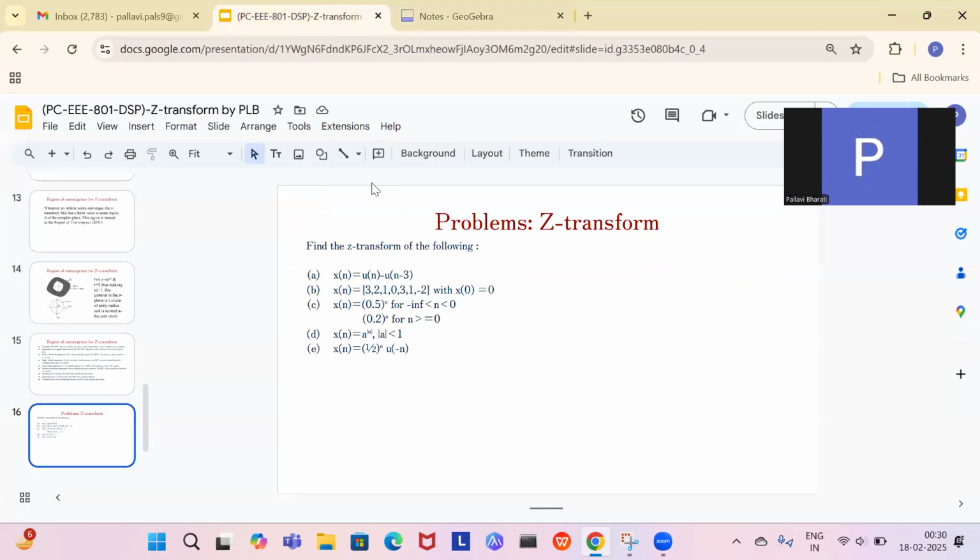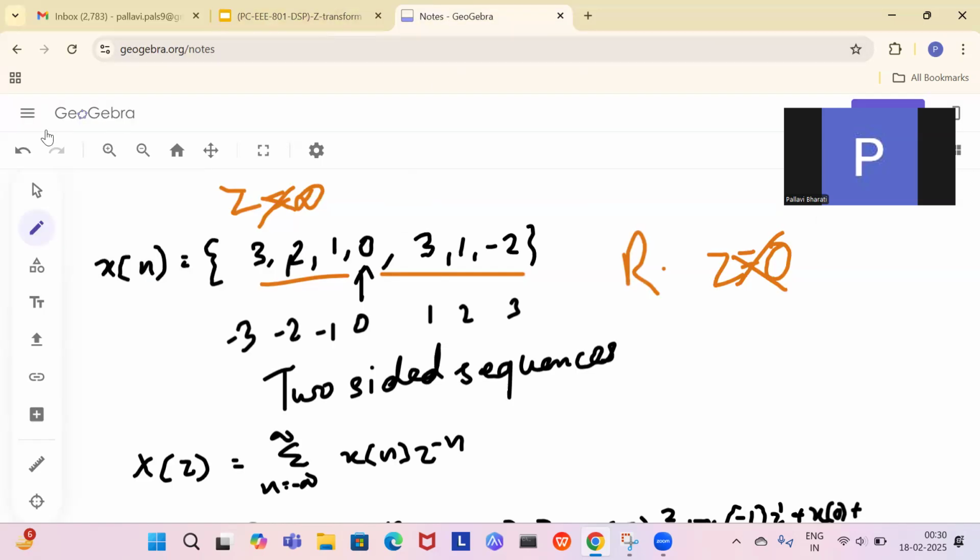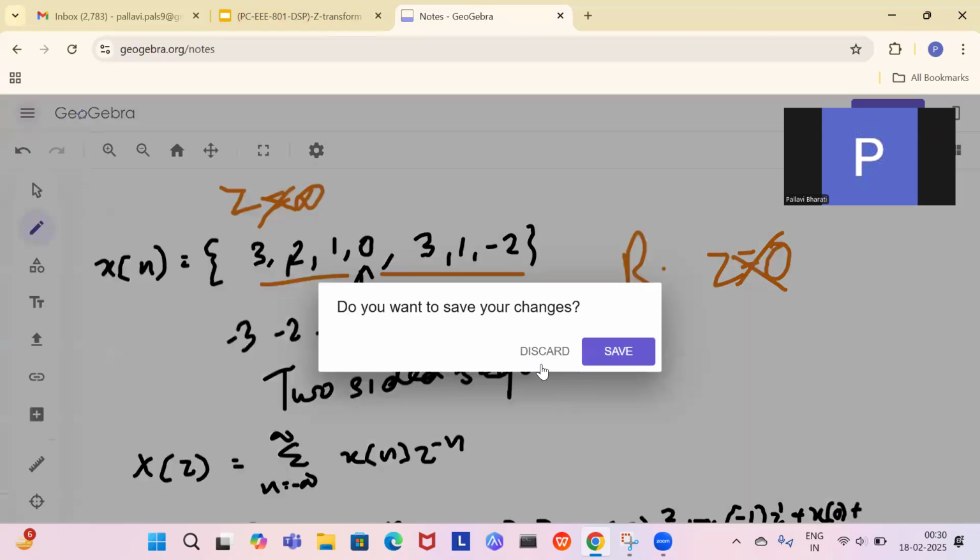Let's go to the next question. So for us, the next question is 0.5 to the power n and 0.2 to the power n. 0.5 to the power n is existing for minus infinity to 0, and the other one is for n greater than or equal to 0. Let's do it.